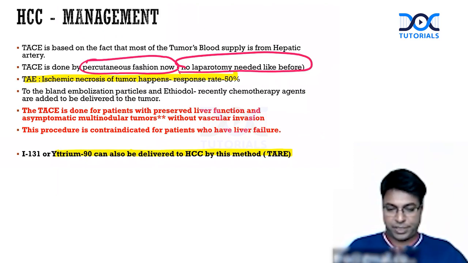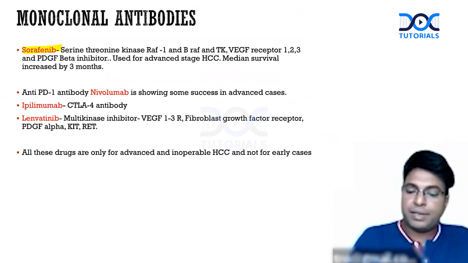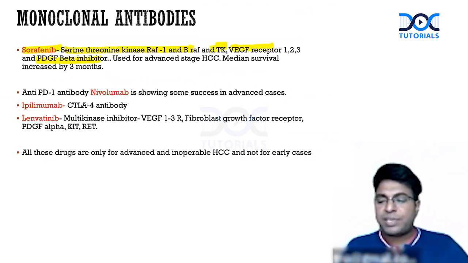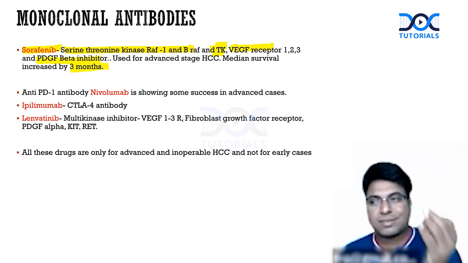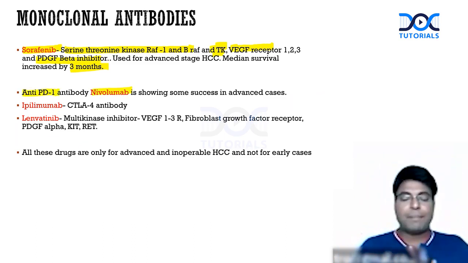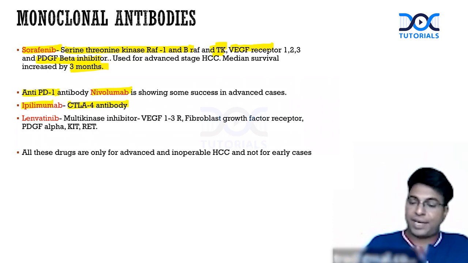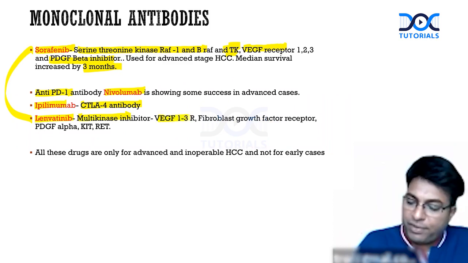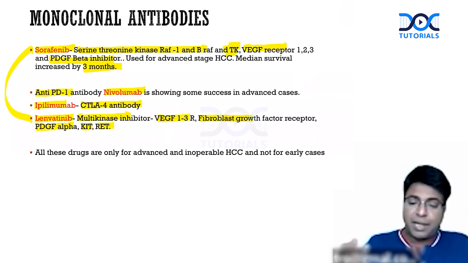Yes, very good, Yash. So these are the new drugs available from NCCN guidelines. All of you know sorafenib. It is a serine threonine kinase, VEGF, PDGF multi-kinase, tyrosine kinase inhibitor, with only 3 months increased survival. By giving sorafenib, the patient is going to live for an extra 3 months, not beyond that. Nivolumab is a programmed death 1 antibody. Ipilimumab is a CTLA4 antibody, cytotoxic T lymphocyte antigen. Lenvatinib is a multi-kinase inhibitor like sorafenib: VEGF, fibroblast growth factor, PDGF alpha, KIT, RET.